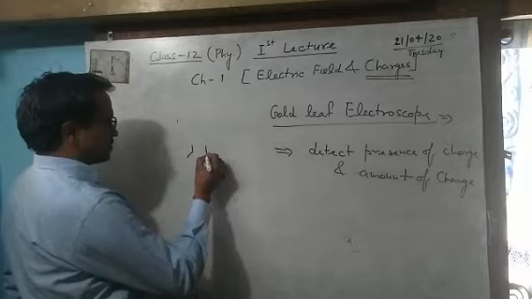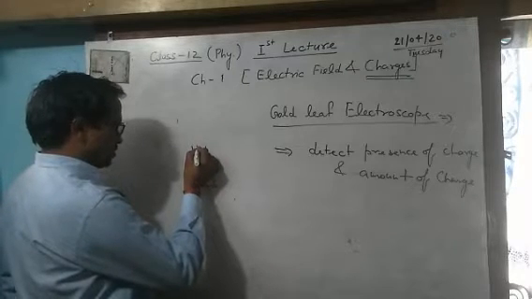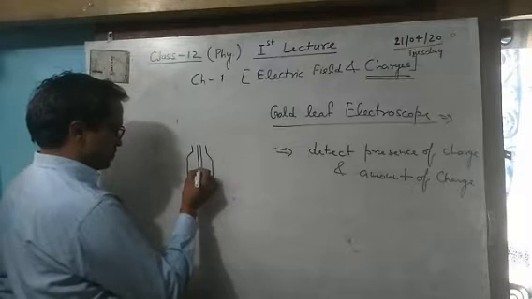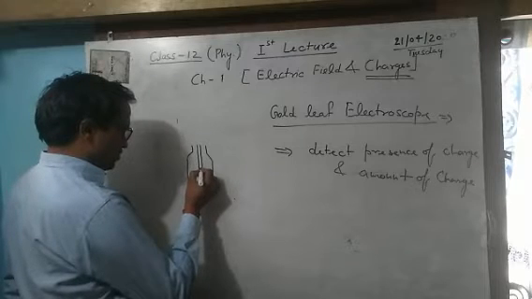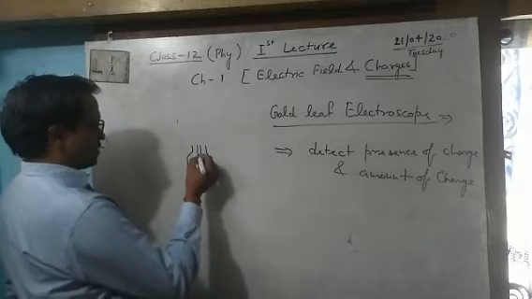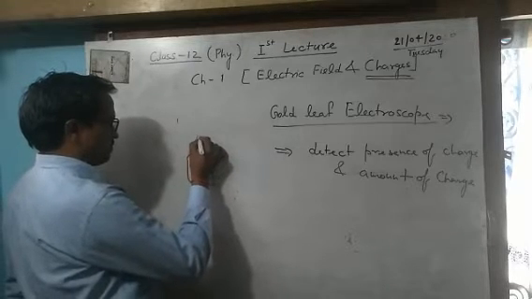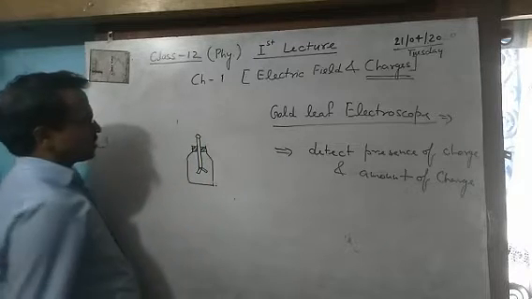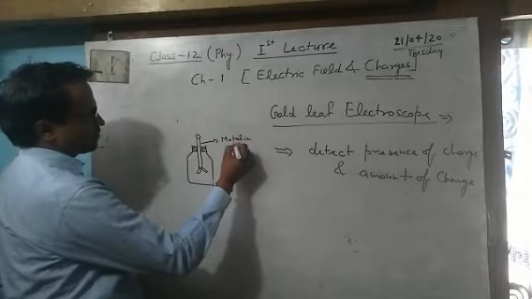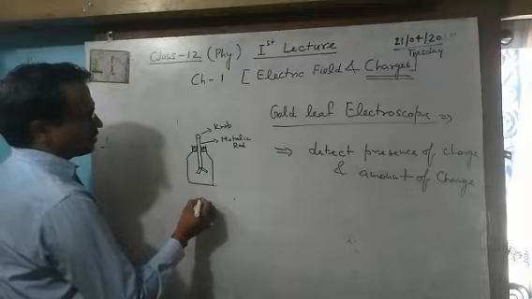Like this, there is a metallic rod, and this is a metallic knob, and this is a simple gold leaf electroscope.